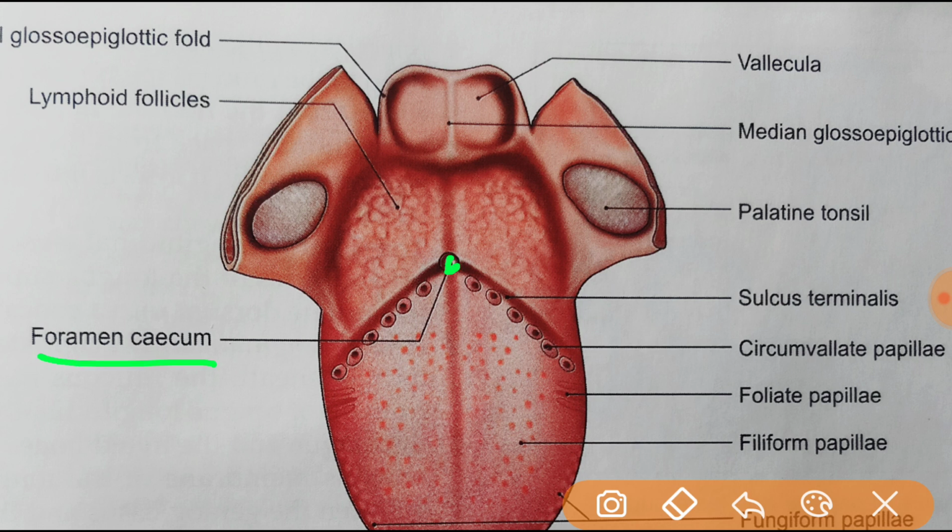The foramen cecum is embryologically the site of development of the thyroid. It is the thyroid diverticulum, which grows downward, and thyroid development occurs.